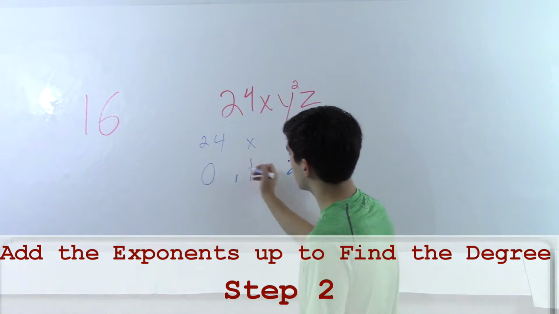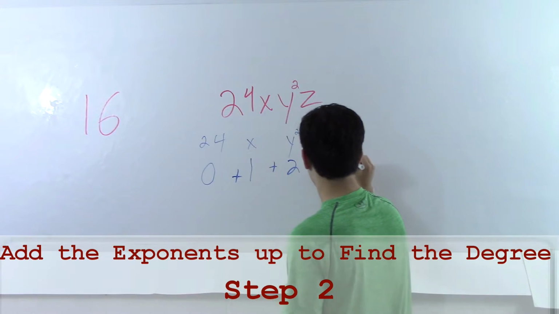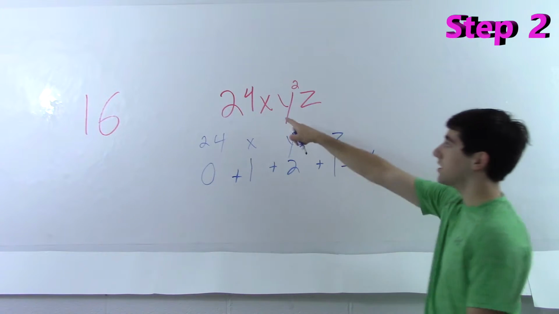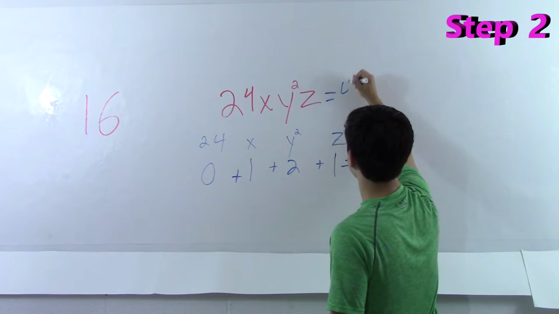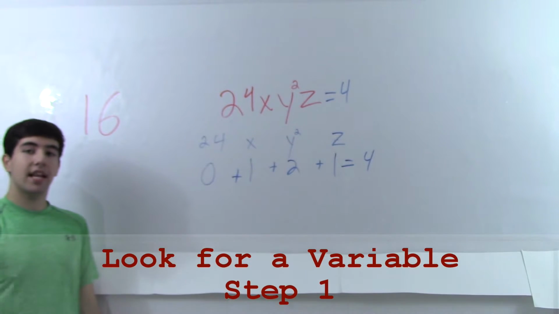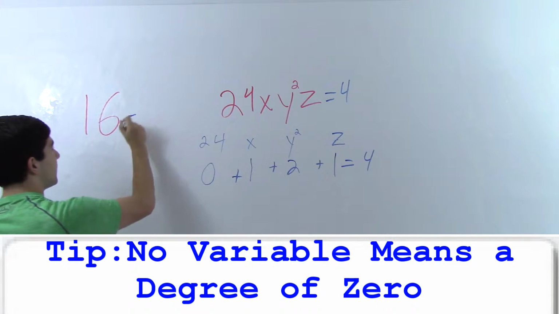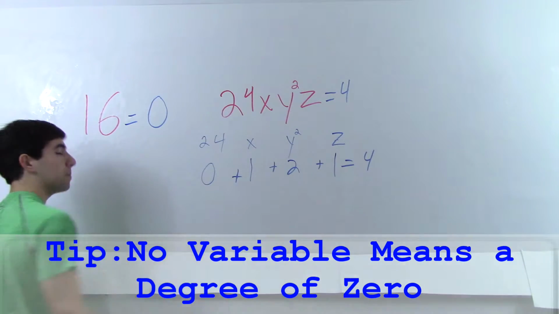0 plus 1 plus 2 plus 1 is 4. So this would have a degree of 4. But let's take the number 16. I don't see any variables, so I don't do anything else. I automatically know that this has the degree of 0.